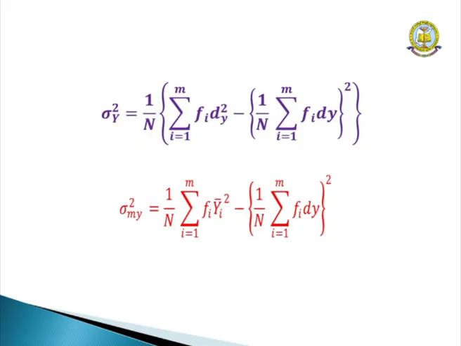Okay. So, then sigma square my. How will we get sigma square my? We can use this formula. What formula is explained to us? 1 by n of summing over i is equal to 1 to m of fi into yi bar whole square, minus 1 by n of summing over i is equal to 1 to m of fi into di whole square. Already you know what di is, what n is; we explained in detail in the previous slide.